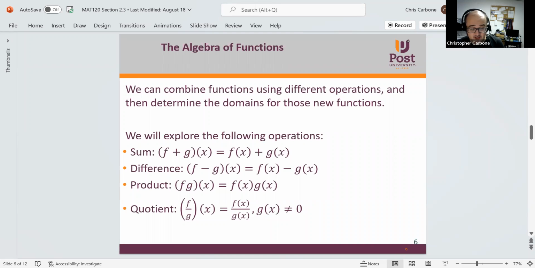So when it comes to these functions, we can combine them using different operations and then determine the domain of those new functions if we wanted to. So the sum f plus g of x is f of x plus g of x. The difference f minus g of x is f of x minus g of x. The product f times g of x is f of x times g of x. And the quotient f divided by g of x is f of x divided by g of x, presuming, of course, that g of x is not 0. Otherwise, we can't do that.